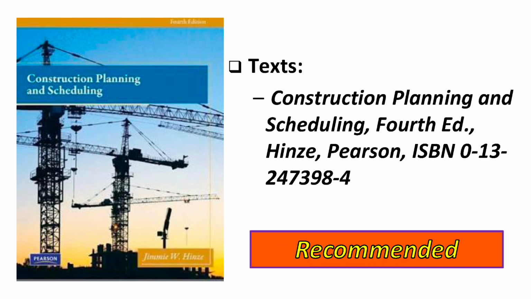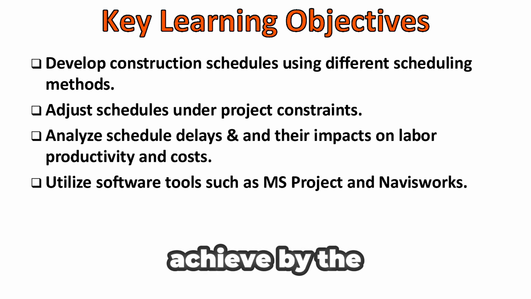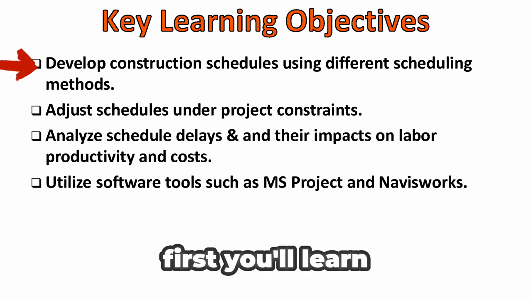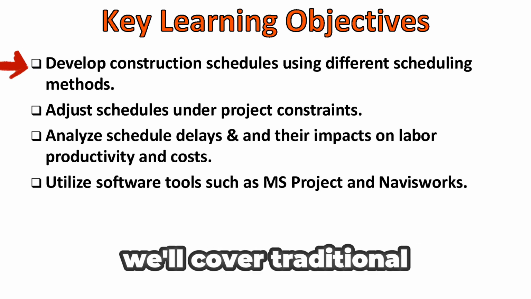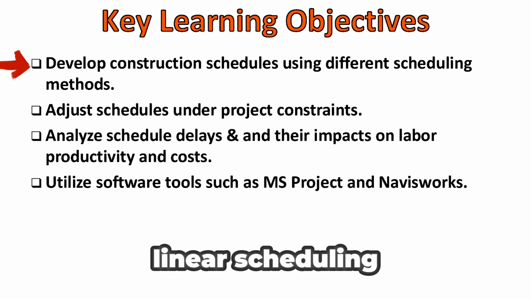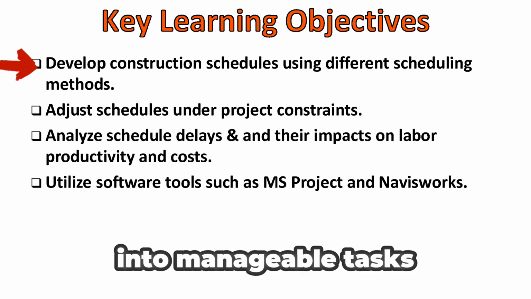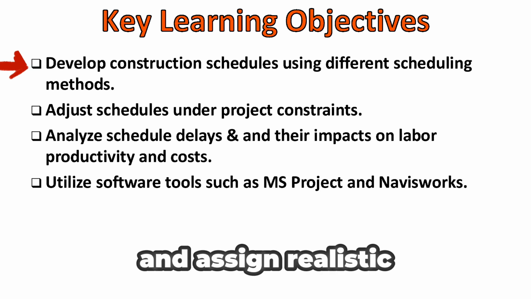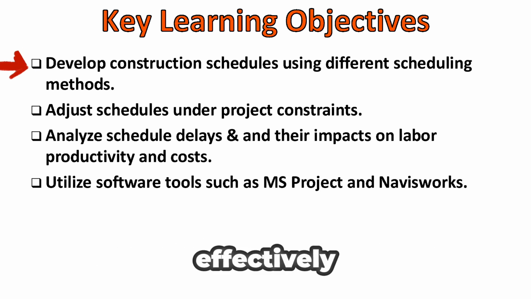Here are the main learning objectives for this class and what you can expect to achieve by the end of the course. First, you'll learn how to develop construction schedules using different scheduling methods. We'll cover traditional techniques like bar charts and precedence diagrams, as well as linear scheduling. You'll also understand how to break down a project into manageable tasks, sequence them logically, and assign realistic durations, skills that are essential for planning any construction project effectively.